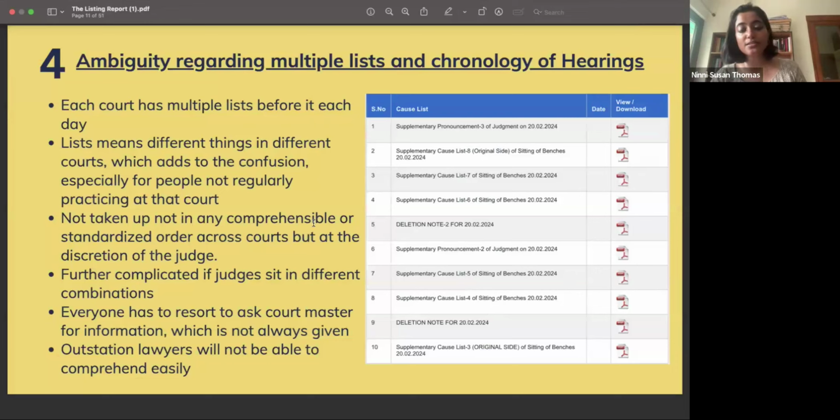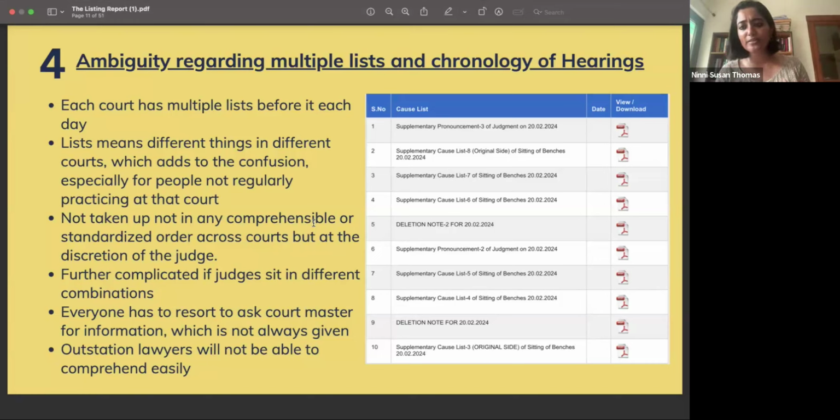Another issue is the ambiguity of lists. This again is much more of a high court problem than a Supreme Court problem in terms of multiple lists. The Supreme Court really just has, let's say, 3 lists, while there are high courts that have more than 10 or 12 lists. Again, there's considerable variation across high courts. Some high courts will have about 10 or 12 different types of lists, while other high courts might have 4 or 5.